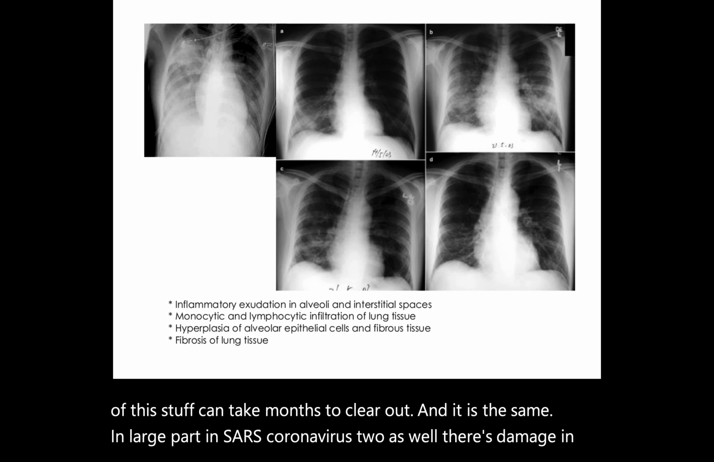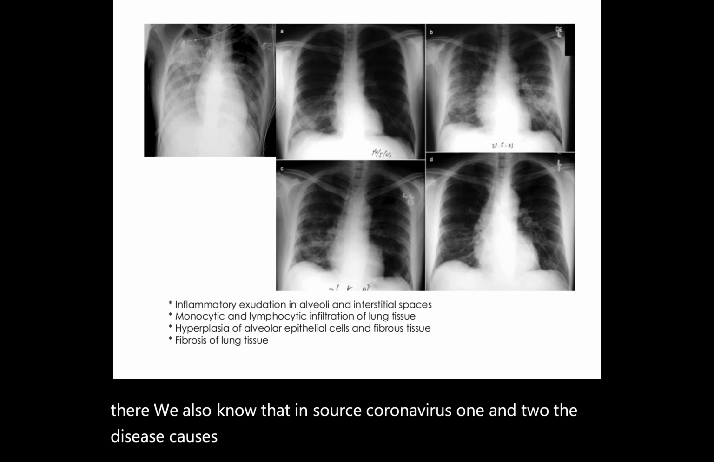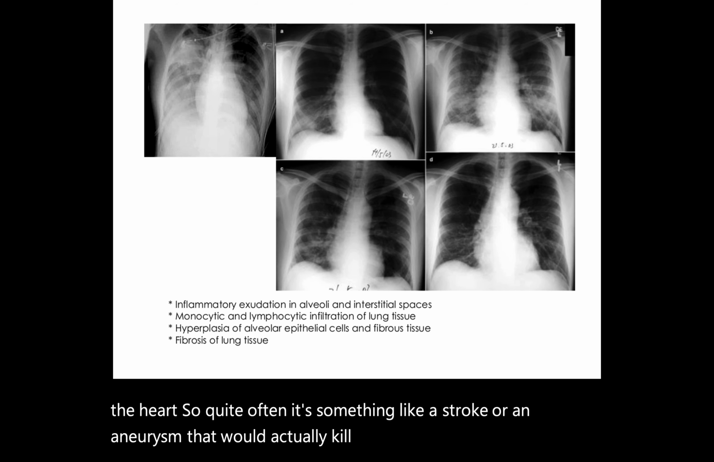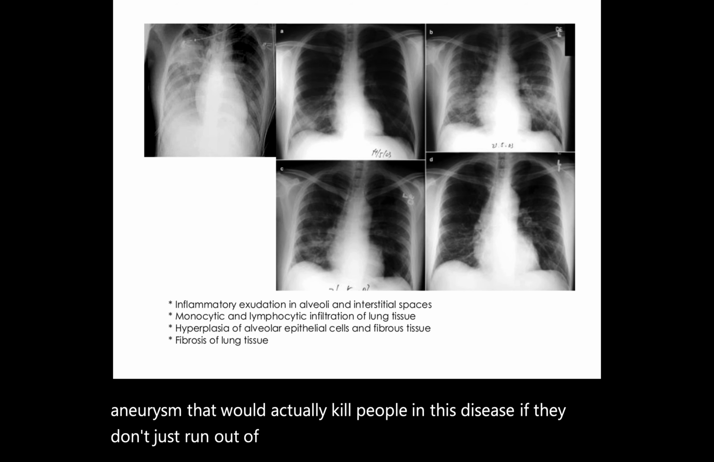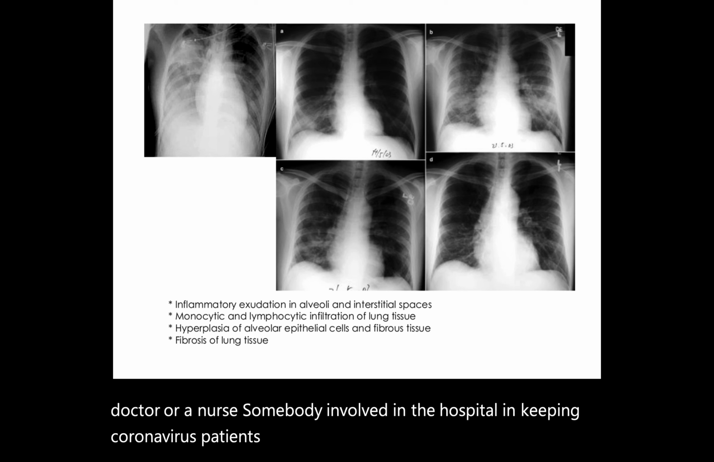We also know that in SARS coronavirus 1 and 2, the disease causes a lot of damage to blood vessels and potentially the heart. So quite often it's something like a stroke or an aneurysm that would actually kill people in this disease if they don't just run out of oxygen first. So yeah, very tricky if you are a doctor or a nurse, somebody involved in the hospital, in keeping coronavirus patients alive with one of the SARS coronaviruses anyhow.